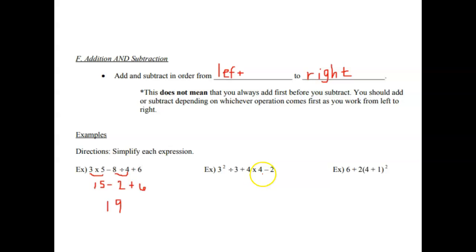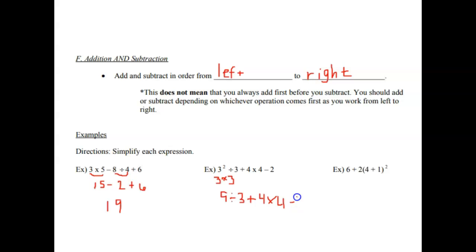The next one, okay, I do the same thing. I want to first honor the exponents because I'm thinking PEMDAS, so I need to do this 3 times 3 first, okay? Well, 3 times 3 is 9. Then I got 9 divided by 3 plus 4 times 4 minus 2.